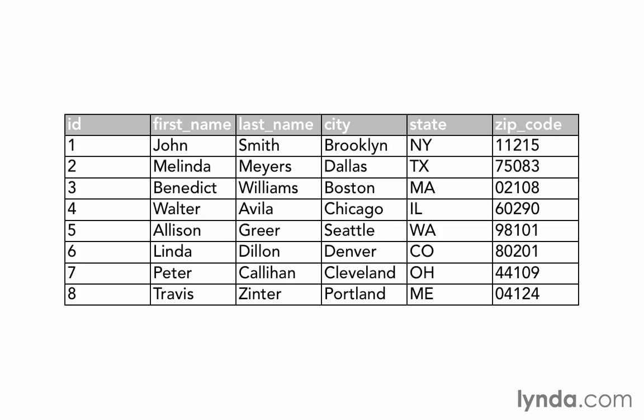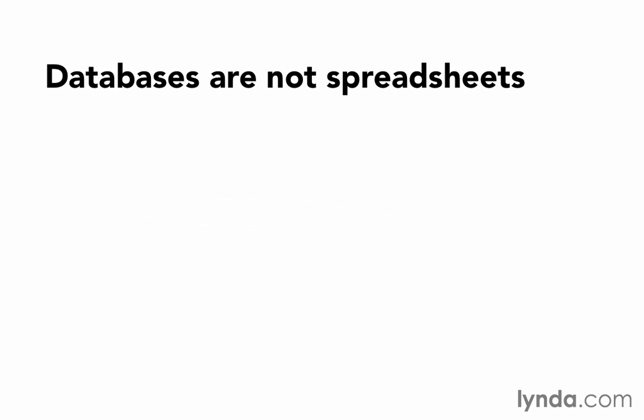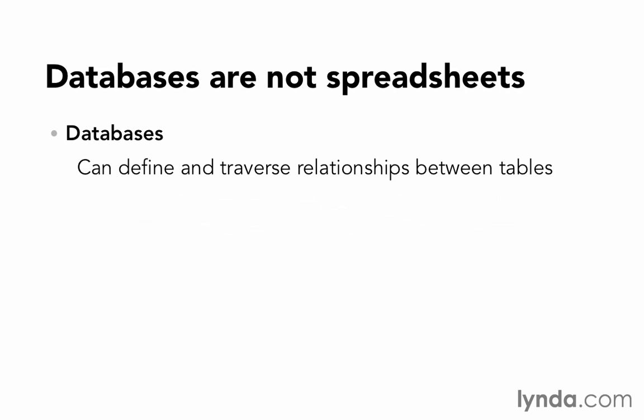Now, while this can be a useful analogy, databases are not spreadsheets. A database can define and traverse relationships between tables. That's why we call them relational databases. And relationships are very powerful. Spreadsheets don't give you that.